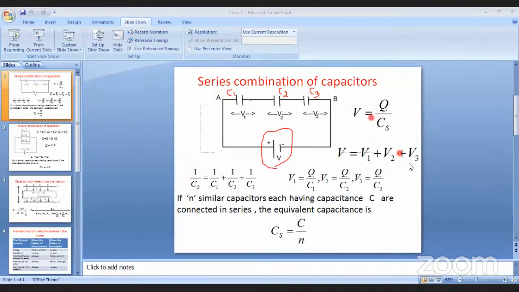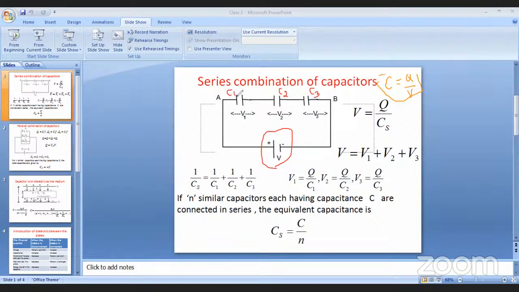You all know very well the general formula for capacitance. That is given by C equal to Q by V. This is the general formula for capacitance. So here, when you want to find the different potential differences, you have to consider V equal to Q by C.